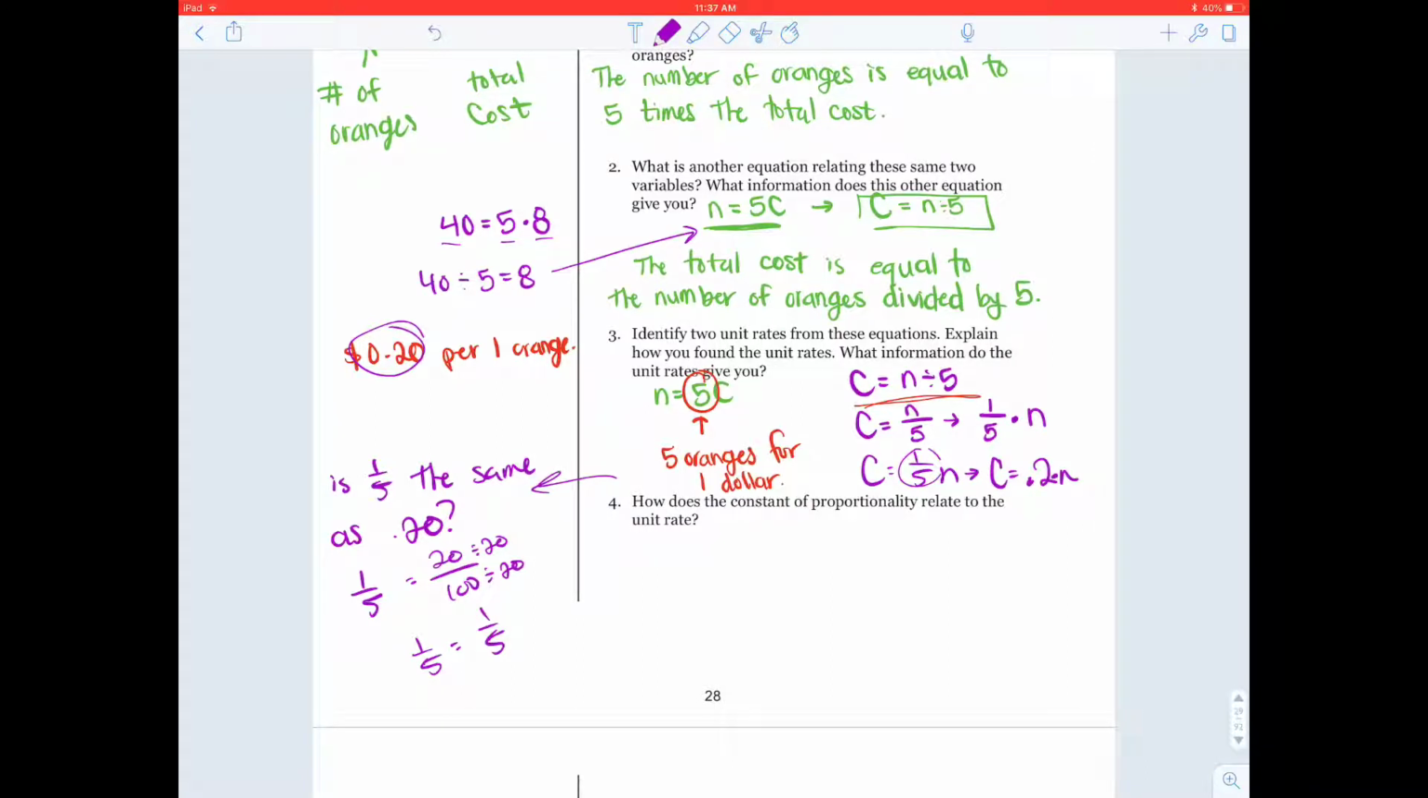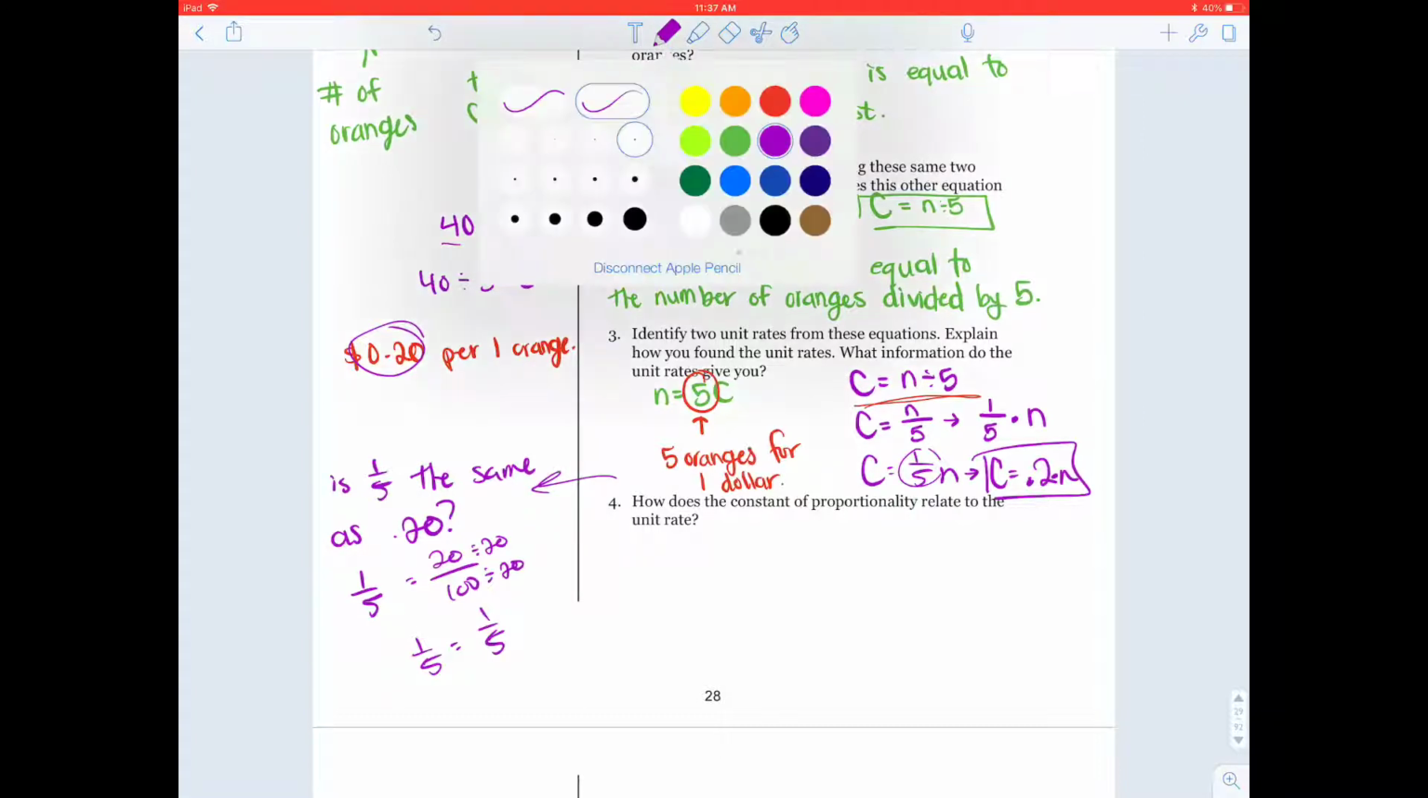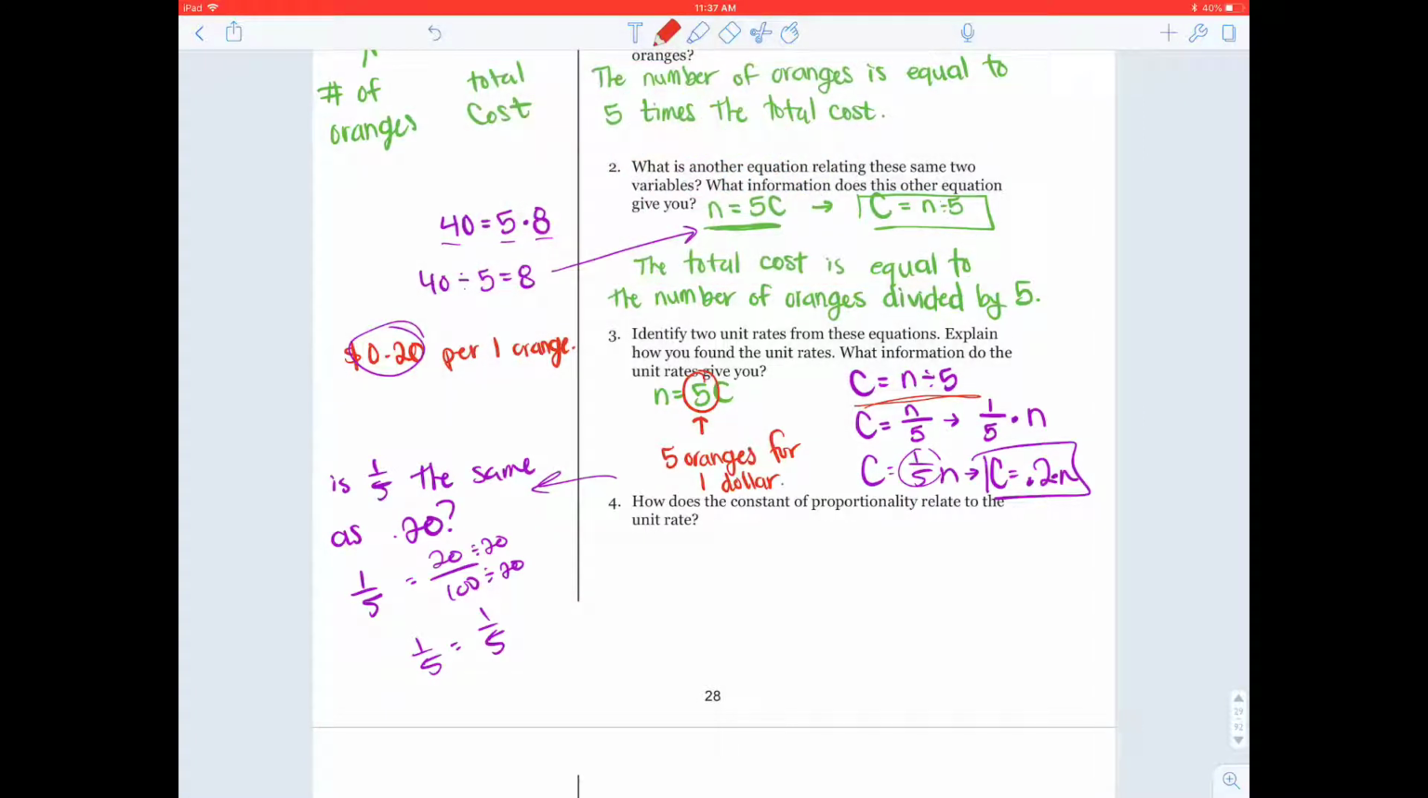So this is a decimal, this is a multiplication symbol. So this equation gives our unit rate of 20 cents per 1 orange.